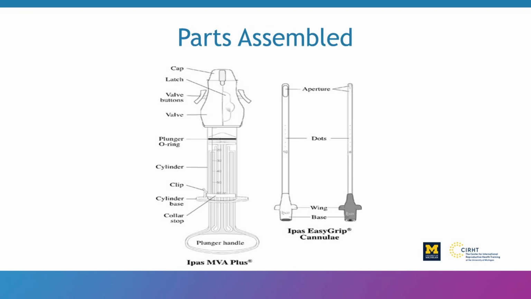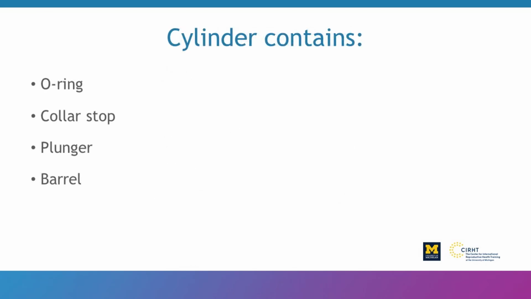The syringe has a plunger handle, a collar stop, a cylinder, a valve, and valve buttons. When you see the cylinder, it has an O-ring. The purpose of the O-ring is lubrication, so it decreases the friction between the plunger and the cylinder. And we also use silicone as lubricant. So it has a collar stop, a plunger, and a barrel.